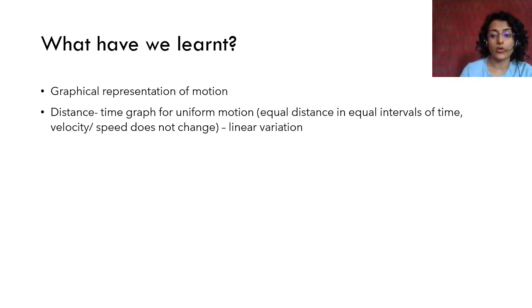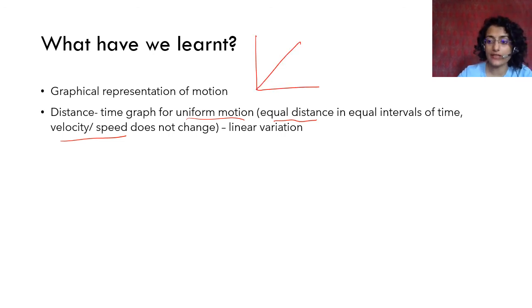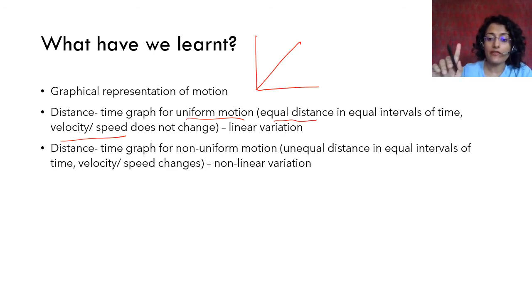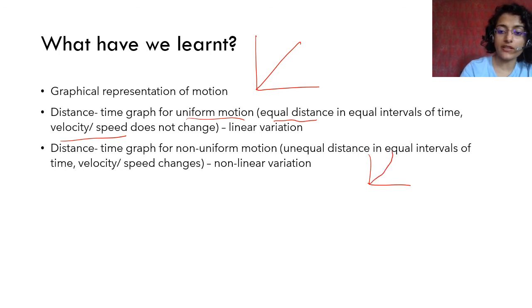All right, so you have distance time graph for uniform motion, where there is equal distance in equal intervals of time and the speed and velocity do not change, is a linear variation. Okay, like this. Distance time graph for non-uniform motion is a non-linear variation. It can be anything. If velocity is increasing, it can be like this. If velocity is decreasing, it can be like this, or if कभी increase कर रही है, कभी decrease कर रही है, it can be like this.